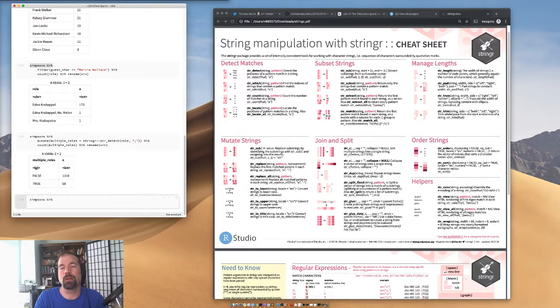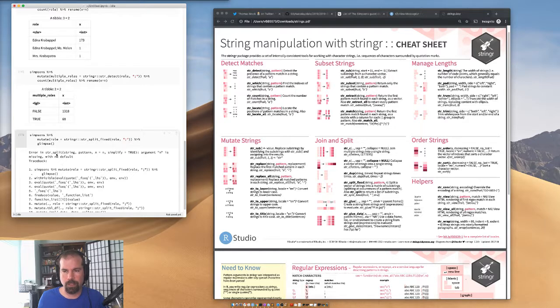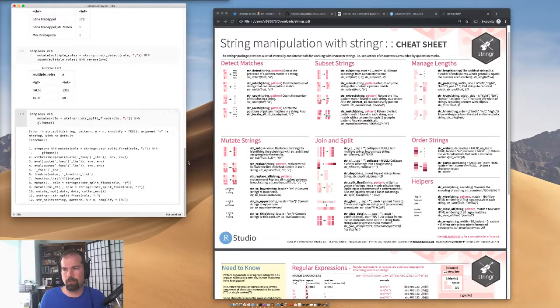Simpsons. Now I have to remember all my syntax off the top of my head. Mutate role equals stringer string split fixed, and we're going to split the role at the colon. I just want to double check. Well, we'll give it a try first and see what happens. Yeah, it didn't like that. String pattern in equals in, because it wants to know the number of splits. Split the vector of strings into a match of substrings, split occurrences, also strings, but returns a list of substrings.